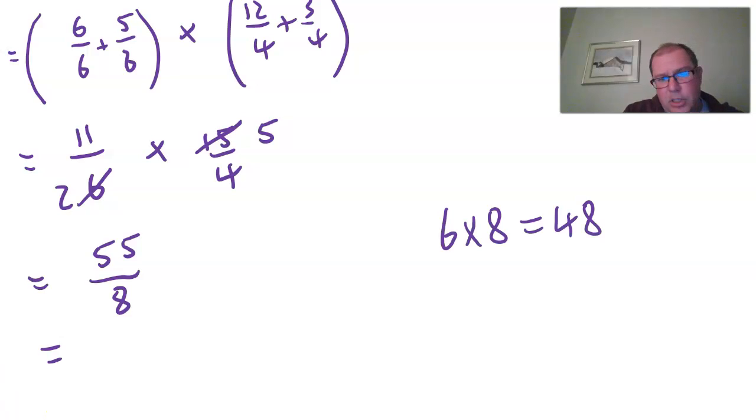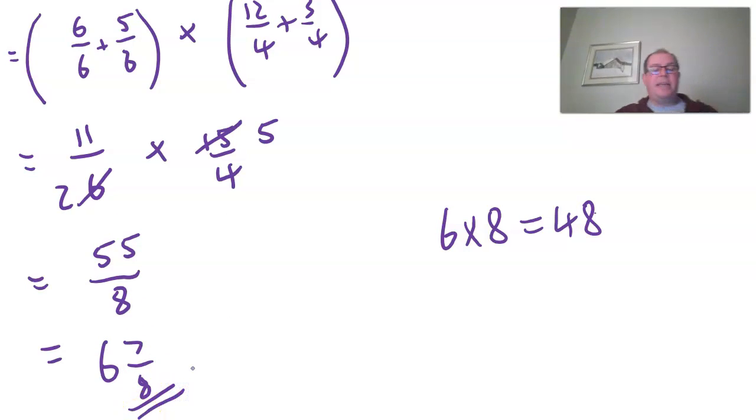This is where your times tables are so useful. 6 times 8 is 48. So it goes in 6 times. And you can see the remainder is 7. 48 up to 55 is 7. Still needs to be divided by the 8. That's it. That's all there is to multiplying mixed numbers.